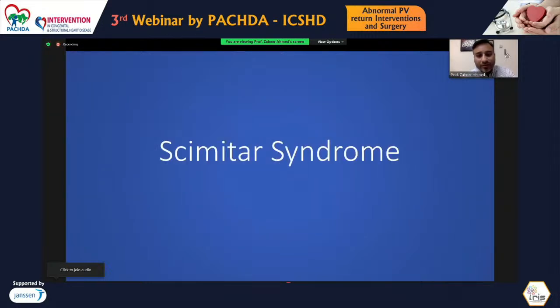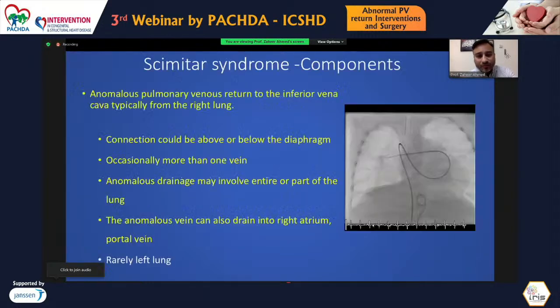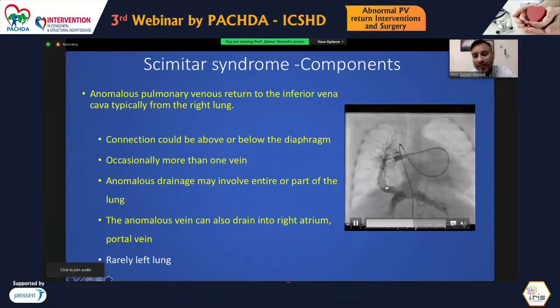Now, going to the topic of Scimitar syndrome. The important components of Scimitar syndrome: there's anomalous pulmonary venous drainage, usually from the right-sided lung. You could see in this angiogram that there's a Scimitar vein which drains the lung below the diaphragm to the IVC, and that's the most common presentation. Rarely, it could be from the left lung. And sometimes, rather than draining into the IVC, the Scimitar vein can drain into the right atrium directly.